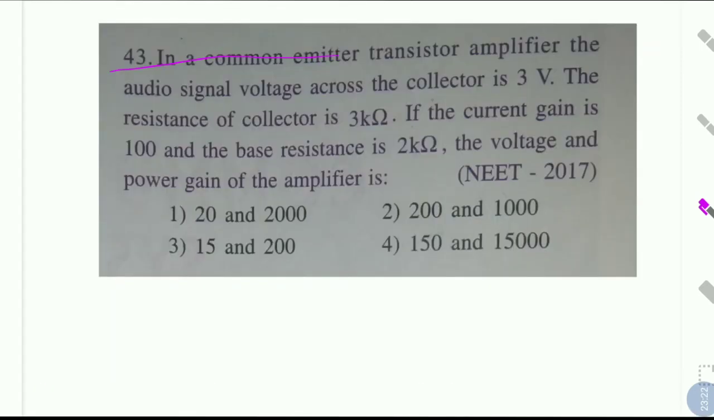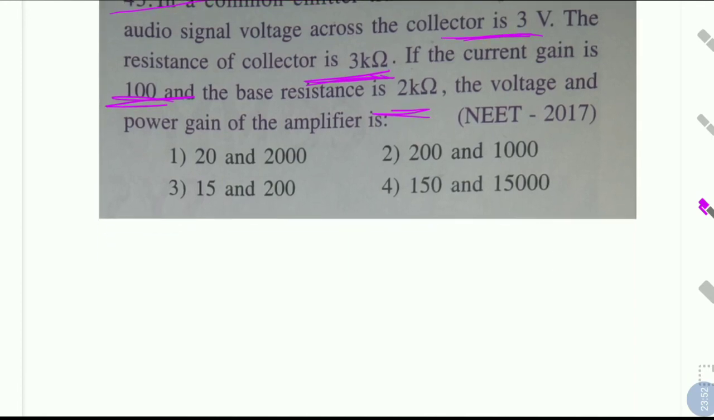A common emitter transistor amplifier, the audio signal voltage across the collector is 3 volts. The resistance of collector is 3 kilo ohms. If the current gain is 100 and the base resistance 2 kilo ohms, the voltage and power gain of the amplifier is. It is the 2017 NEET question.